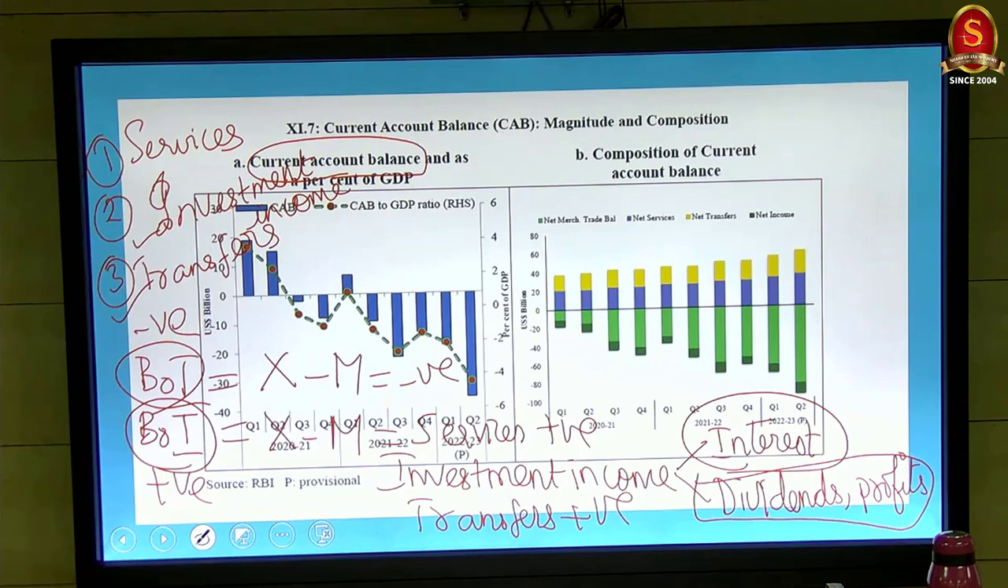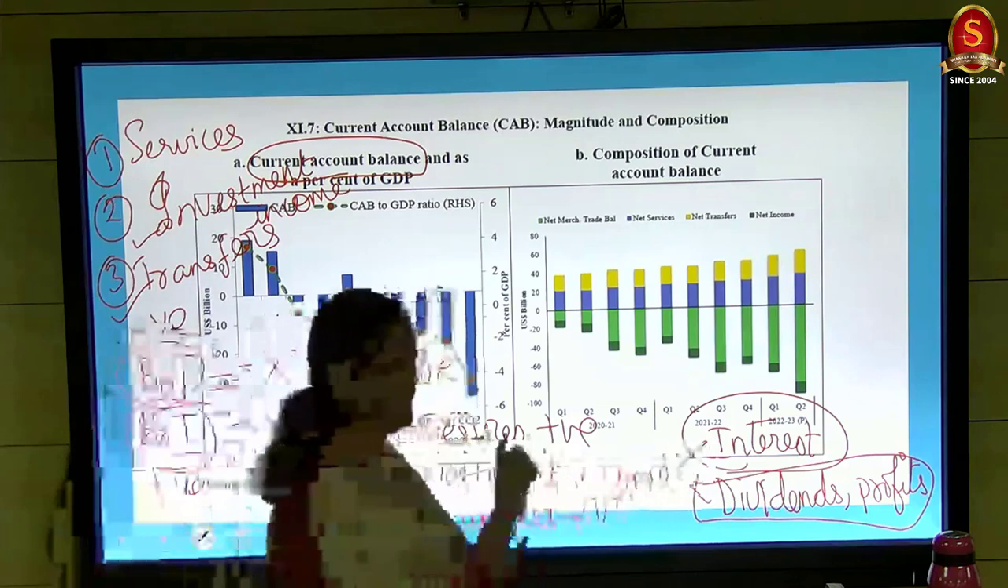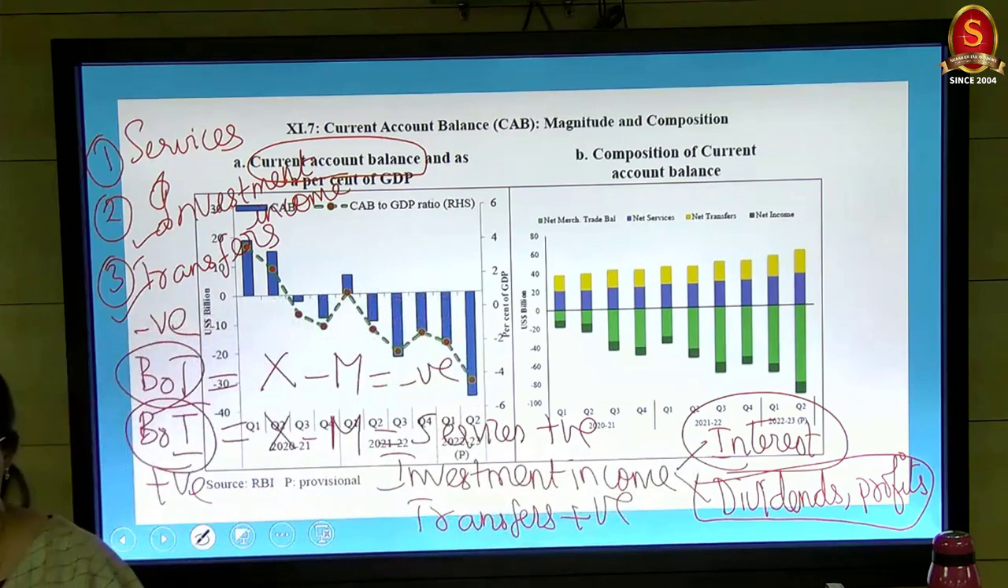The one point here between the capital account and the current account is, in the budget, we had two headings to deal with this, revenue receipts and revenue expenditure. But here you have only one heading to deal with it, which is called the investment income. Are you able to understand what I'm telling? If you write this interest here, you have to do X minus M. What is X minus M in interest? Interest received is X. Interest paid is M.